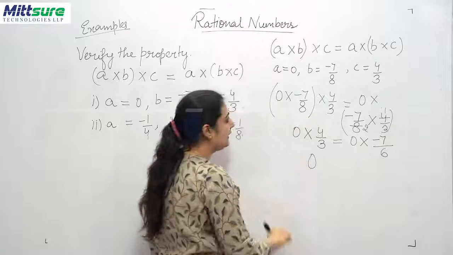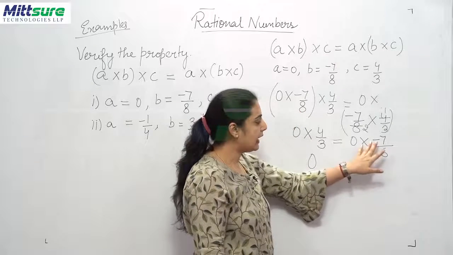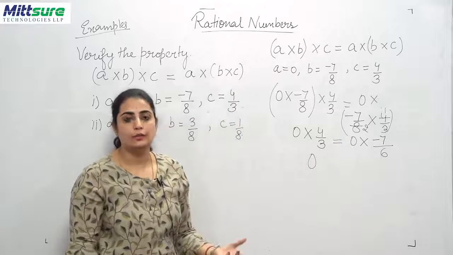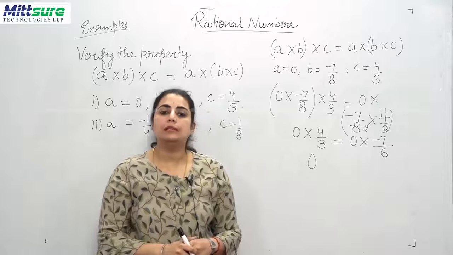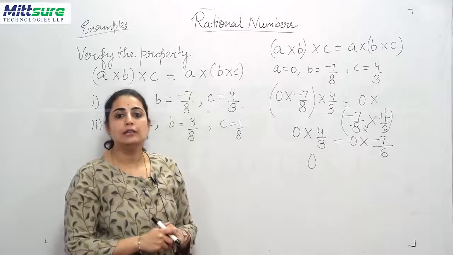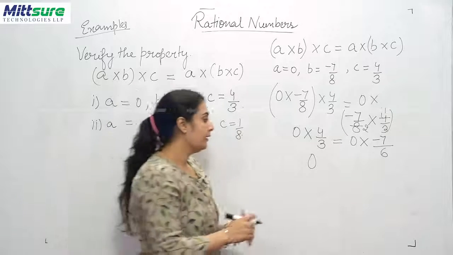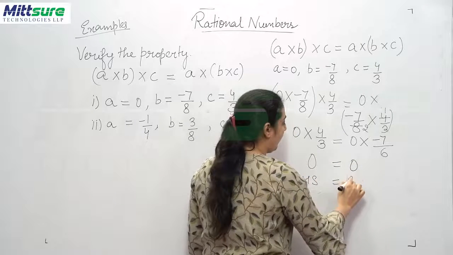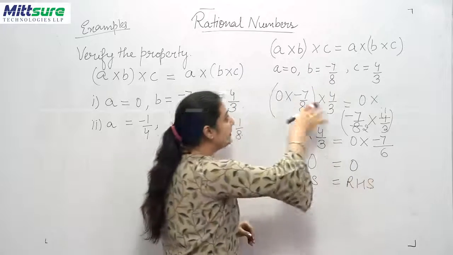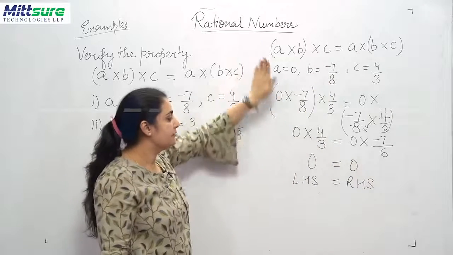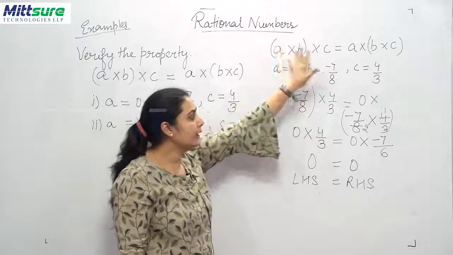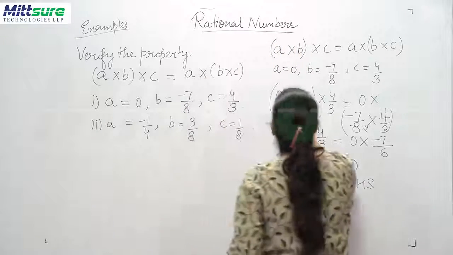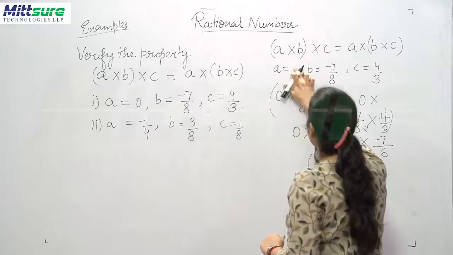So certainly, when 0 is multiplying any rational number, this rational number will also be changed to 0, because again we are talking of the multiplicative property of rational numbers with 0. So in this case LHS is equal to RHS. That means the given property is verified here, that in both the cases we are going to get the same answer. So now we will be shifting to the values.